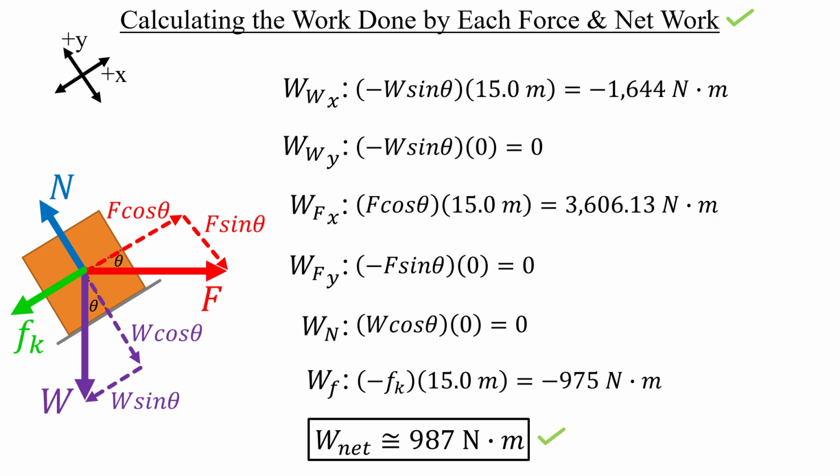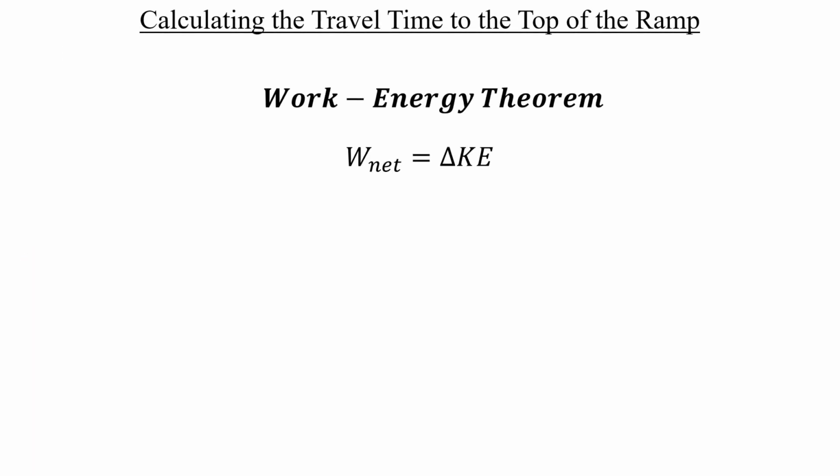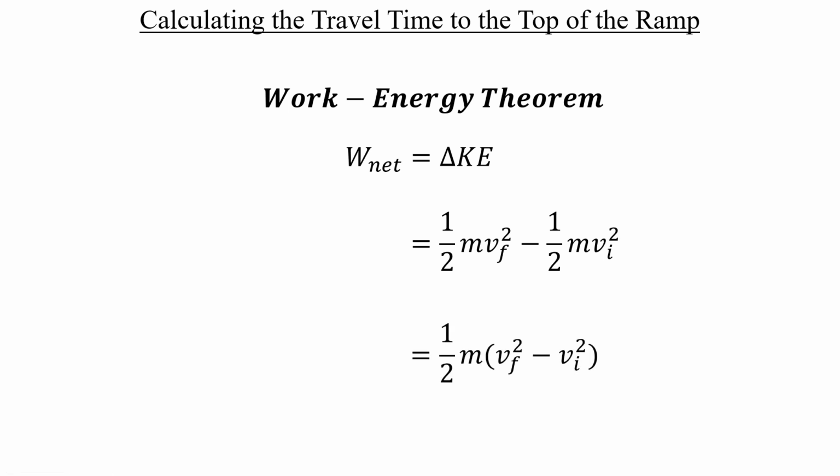To do that, we have to review a very important theorem found in this chapter called the work-energy theorem. This says that the net work done on an object is equal to its change in kinetic energy. Since the factor of 1/2 and the mass of the object doesn't change when it starts to move, we can factor those two pieces out and write the theorem in a neater form, like this.